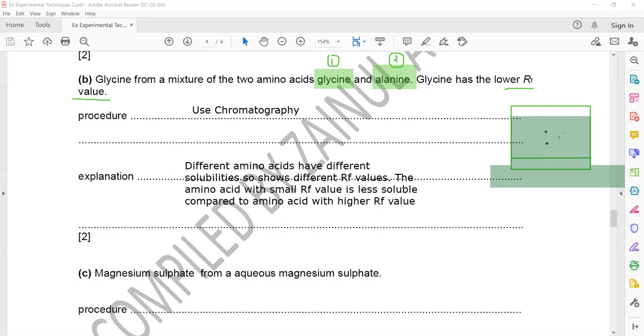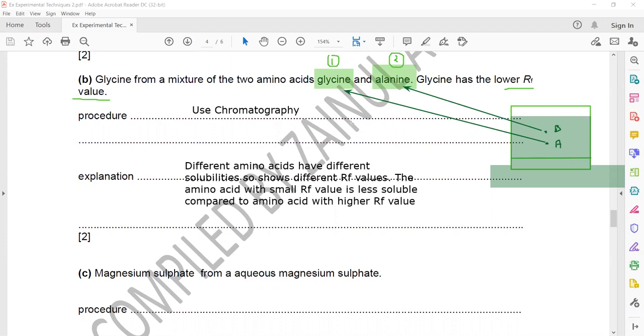Which spot is representing alanine, A or B? B is representing alanine because B rises to a greater level. The one which rises to a greater level has a higher RF value compared to the one which rises to a smaller level. Is it clear?